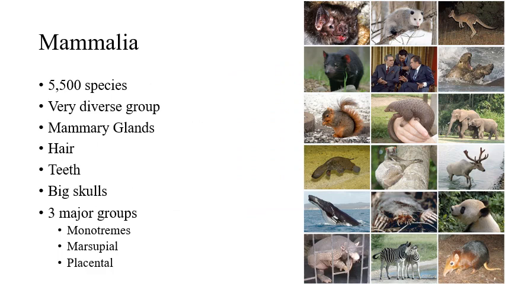Mammals. Mammals is a very diverse group. There's lots of different adaptations. There's about 5,000 some odd species of mammals.